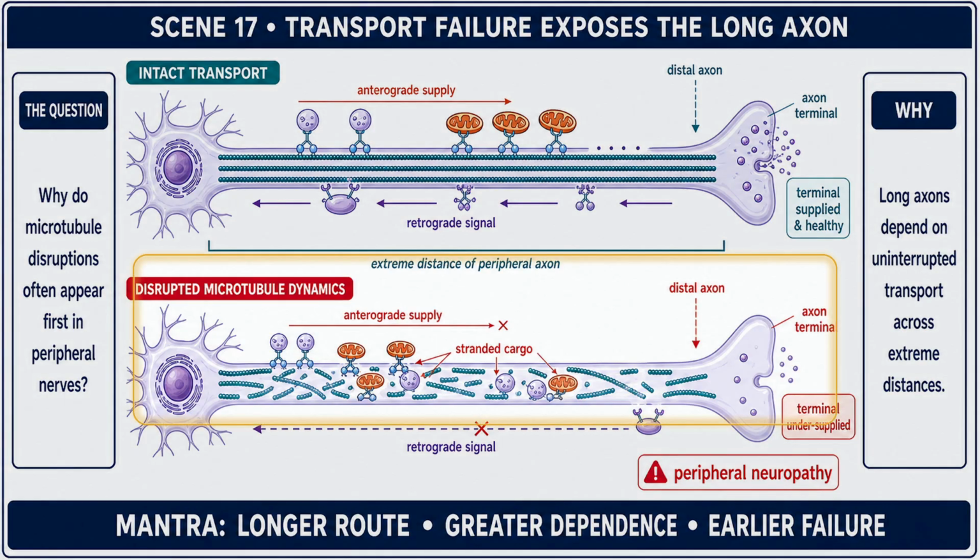In the disrupted axon, cargo becomes stranded, fewer mitochondria and vesicles reach the terminal, and retrograde signals fail to return efficiently. The terminal is now undersupplied, even though the cell body may still look viable.